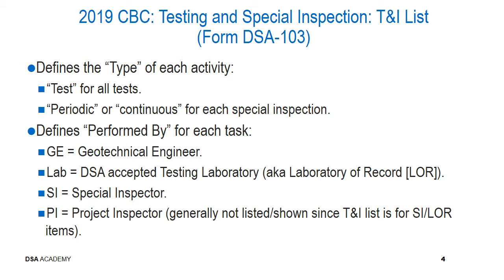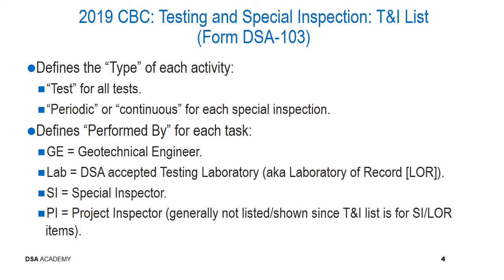It's also going to be defining who is going to be performing each of those tasks. So the soils items a lot of times will be done by the geotechnical engineer. Those will be noted as GE. And then lab, where you see that, will mean the DSA accepted testing laboratory, or the laboratory of record, also referred to. And then SI, of course, is special inspector, and PI is project inspector.